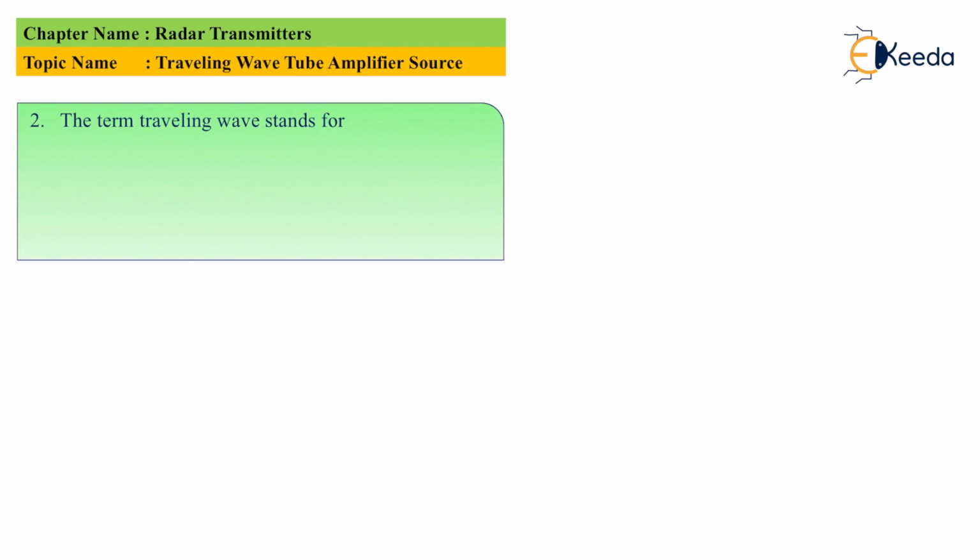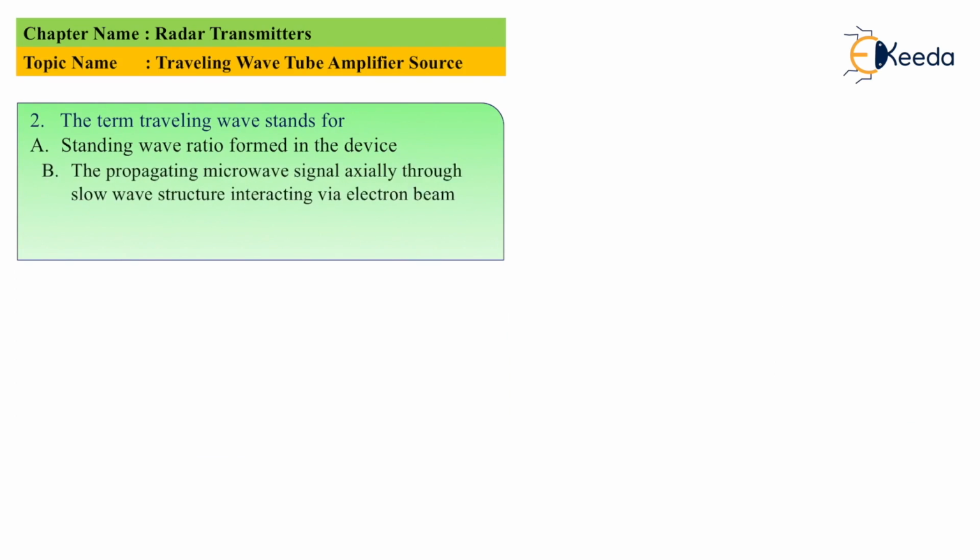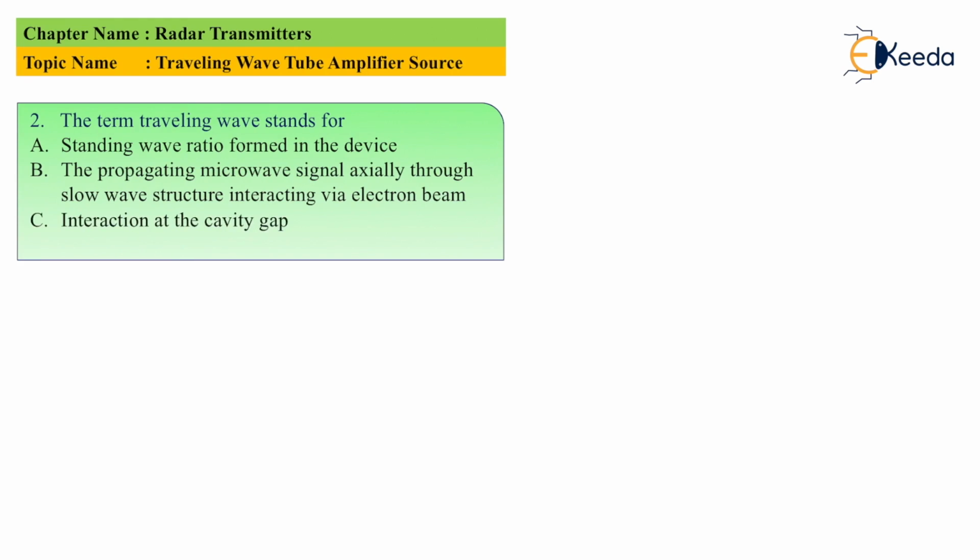Now let's move to the second question. The term traveling wave stands for, options are: A, standing wave ratio formed in the devices. Option B, the propagating microwave signal axially through slow wave structure interacting via electron beam. Option C, interaction at the cavity gap, and option D, none of the above. So the term traveling wave basically stands for option B, that is the propagating microwave signal axially through slow wave structure interacting via electron beam.